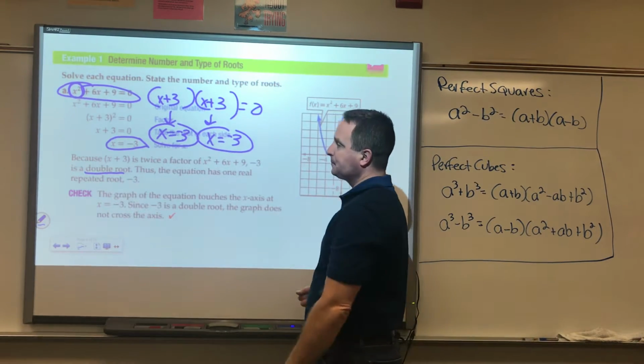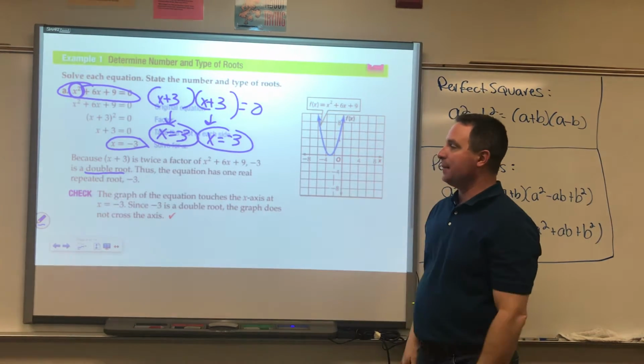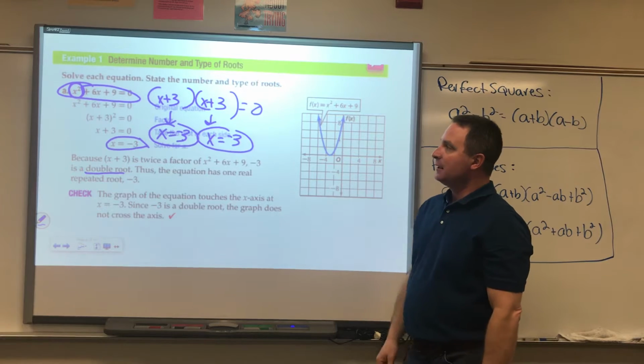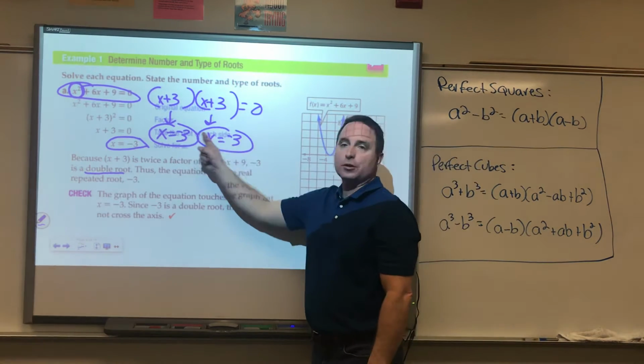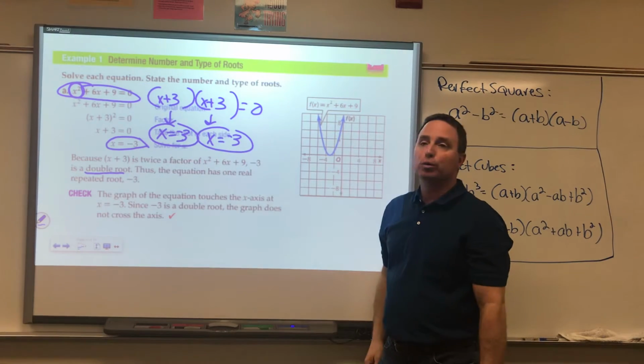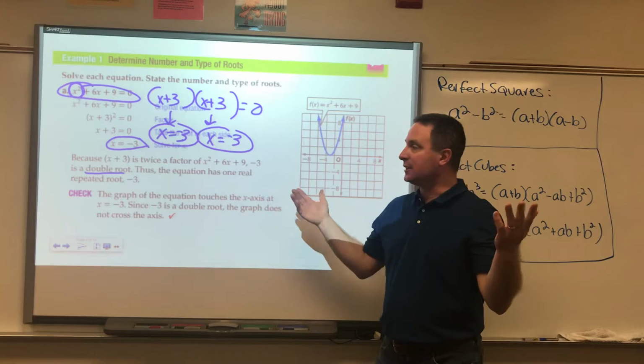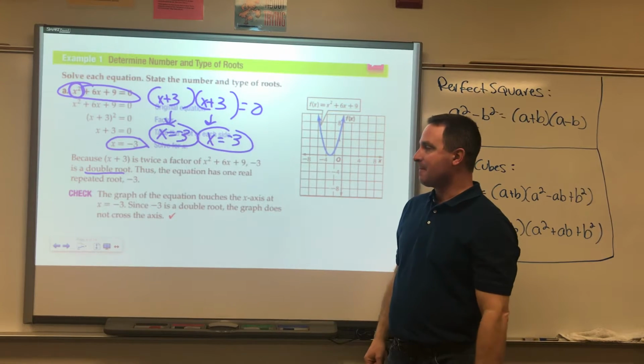If I was to really classify this, how many answers does it have? It has two solutions. It happens to be the same solution, but these would be two real solutions. It's just a double. It's the same number.